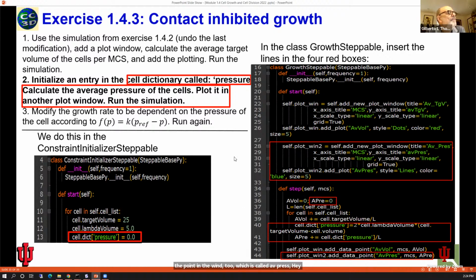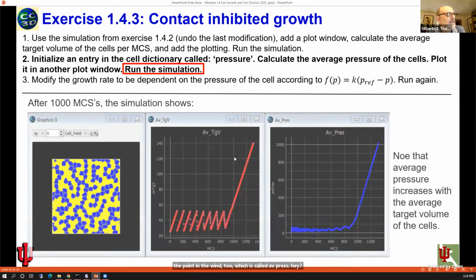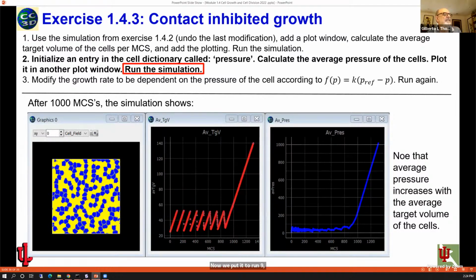Okay, now we put it to run. I'm going to advance. So you still have that growth, because we didn't control the growth rate yet as before. But you can see here that the average pressure also grows linearly, indefinitely also, with the growth of the target volume, the average target volume.